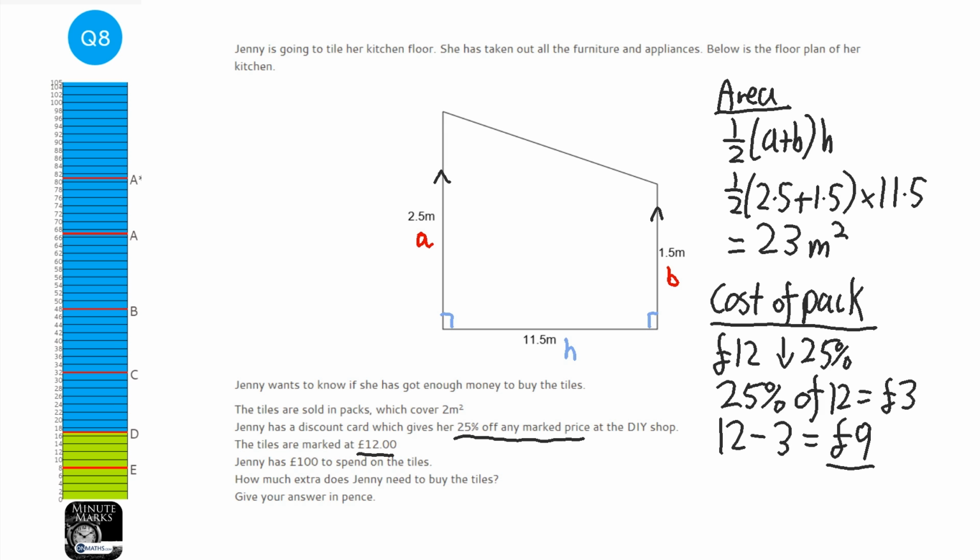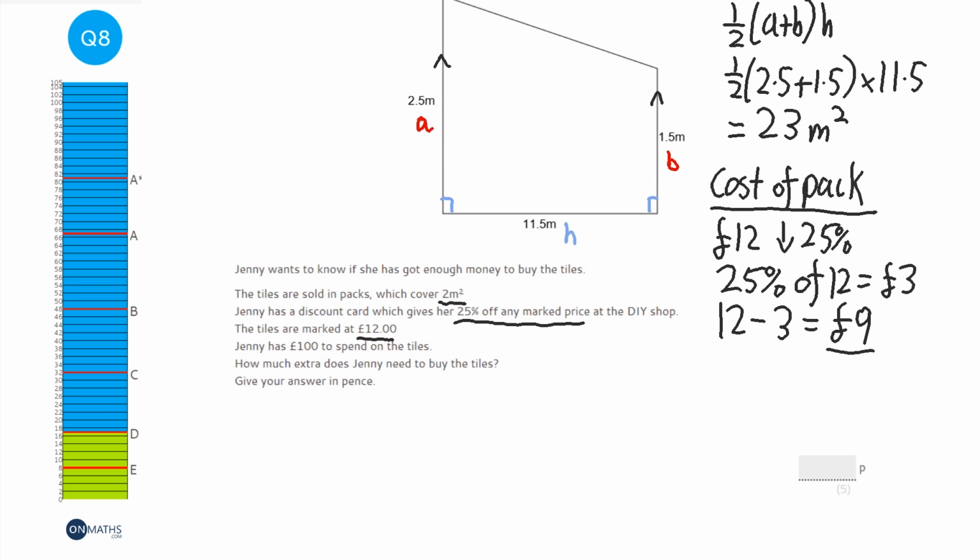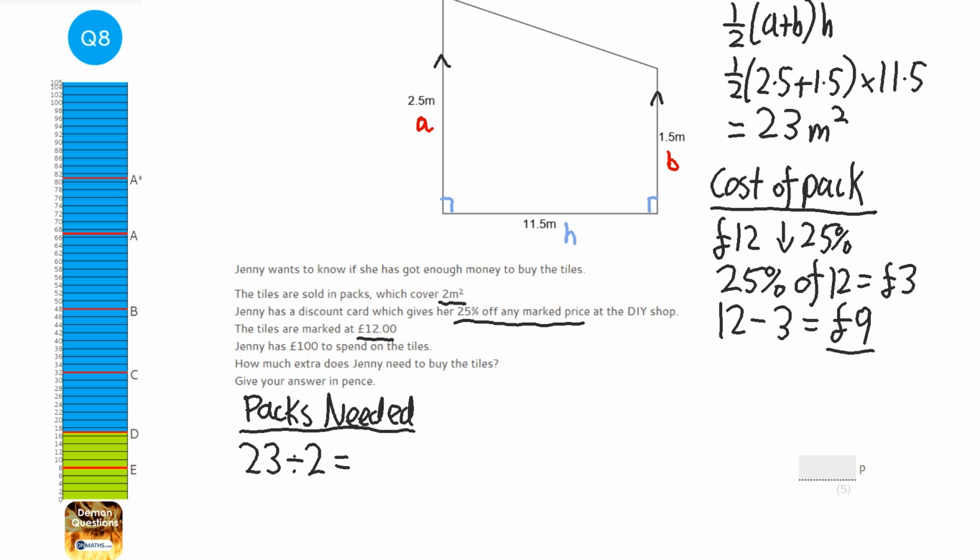Now, if each one costs £9, but each one covers 2 meters squared, okay, so we know we've got 23 meters squared to cover. So what I can do is work out how many packs I need. So packs needed. So I've got 23 meters squared to cover, and each pack covers 2. So I'll do 23 divided by 2. Now that gives me the answer of 11.5.